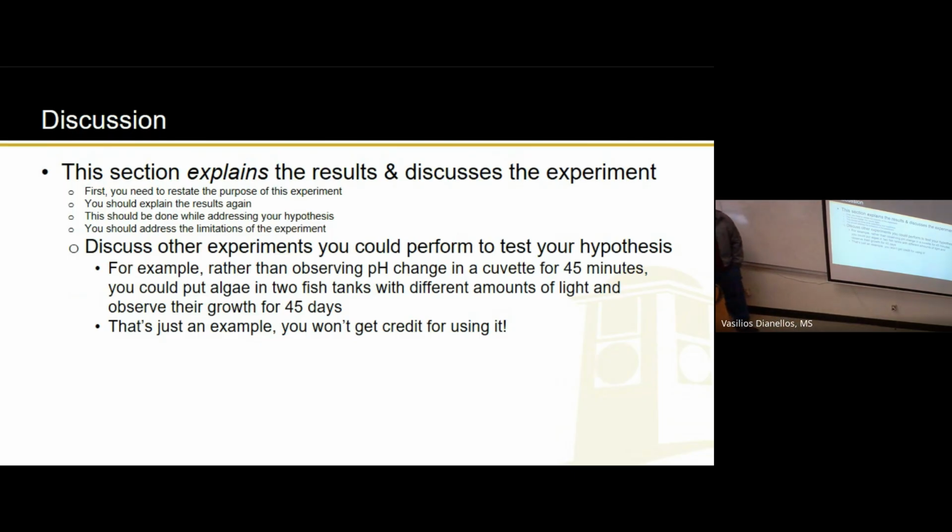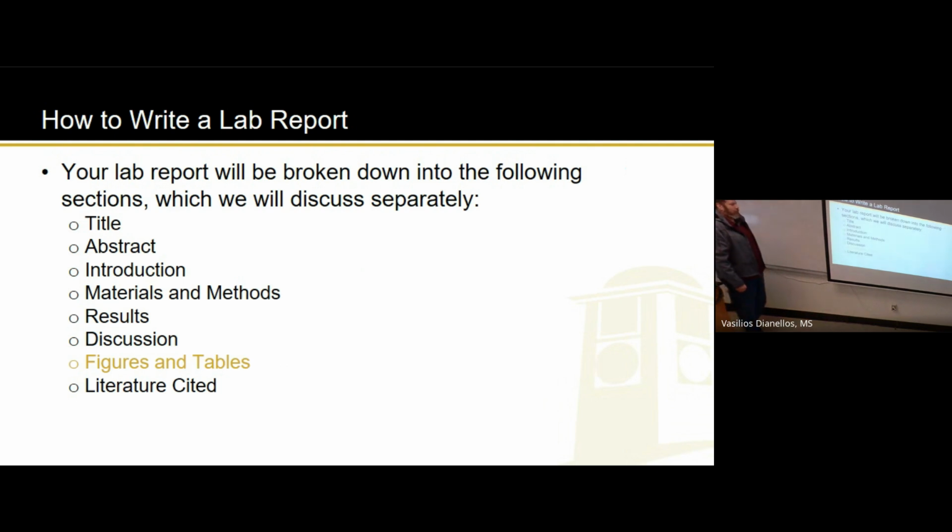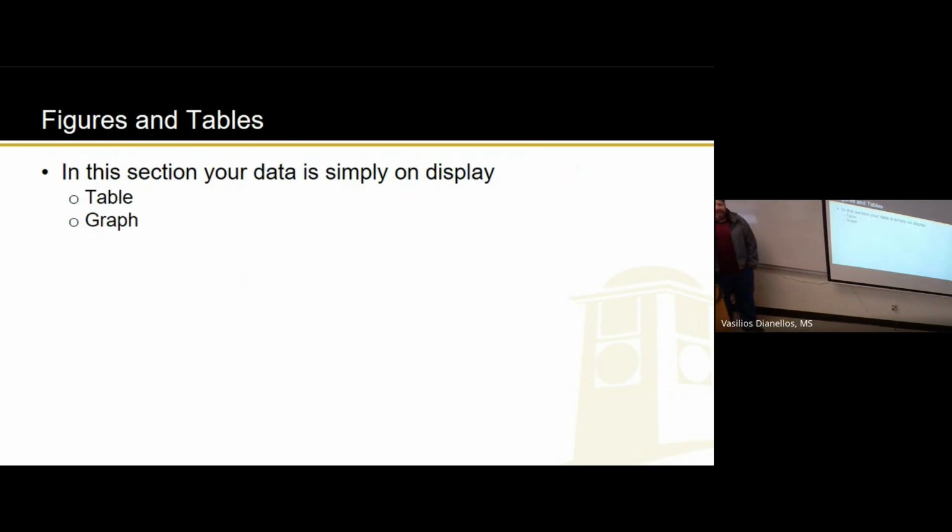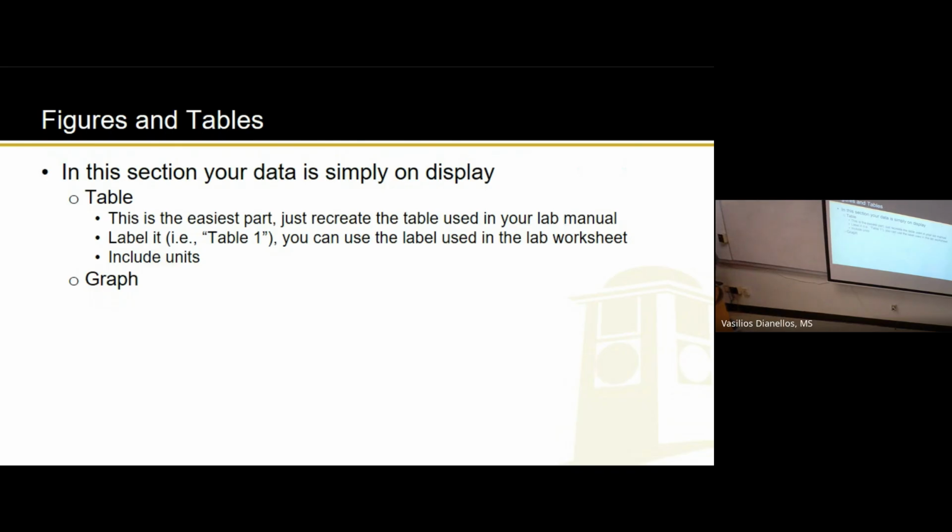We're almost done. Figures and tables. You're already familiar with this as well. Figures and tables are what you're already doing in the lab worksheets. Well, I should flip that. There's tables and figures. Figures are your graph. Table is your table. This is the easiest part, right? Just take the table that is in your lab worksheet and put it into your lab report. Of course, don't forget to label it, Table 1, colon, and then describe the data in the table. And be careful with that.